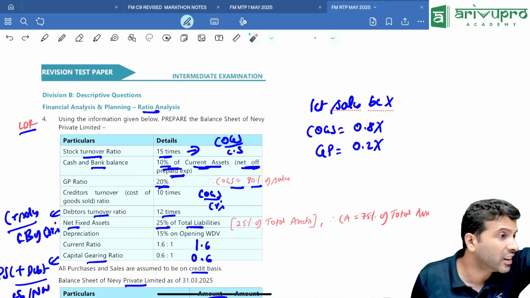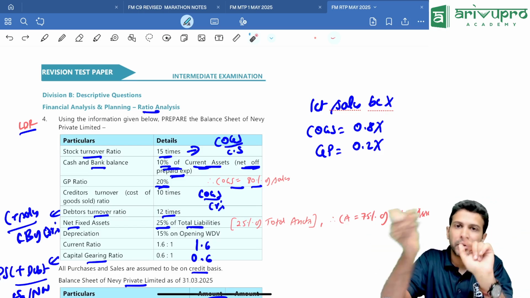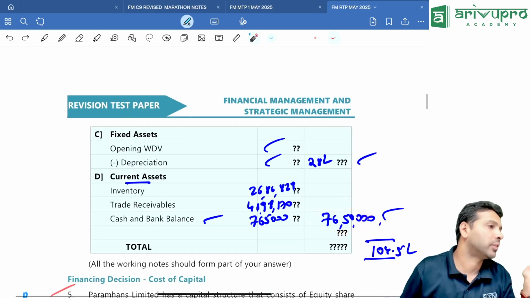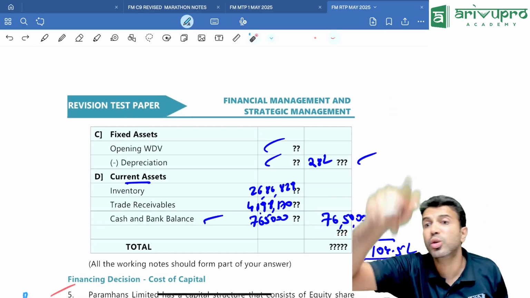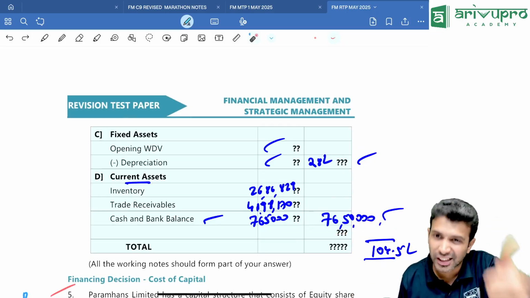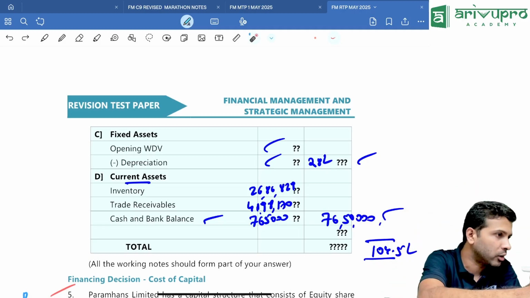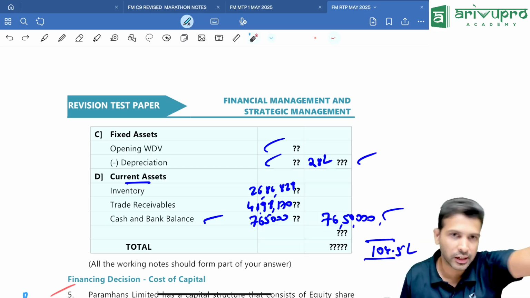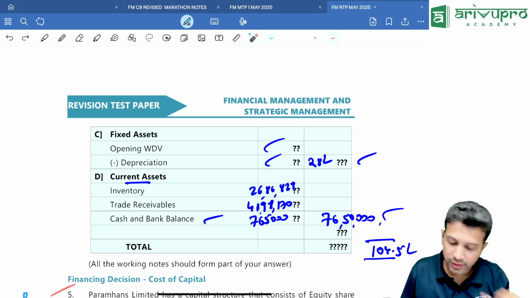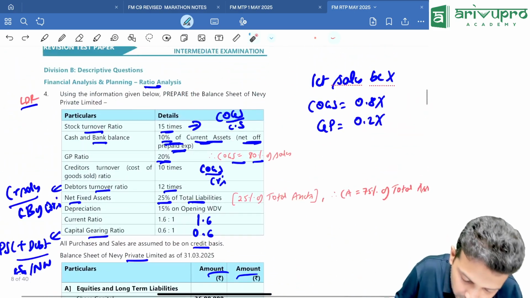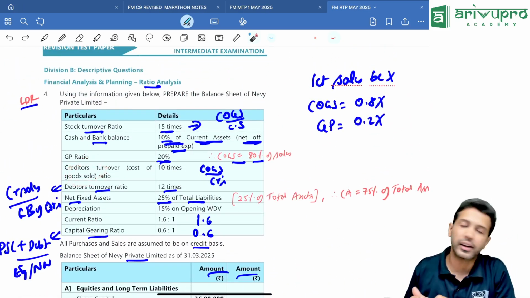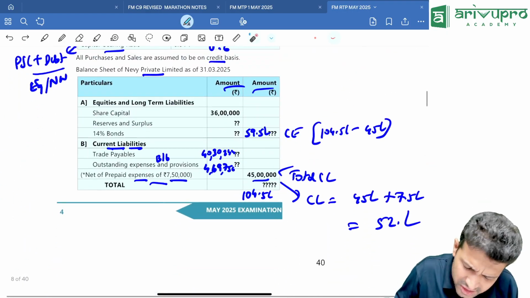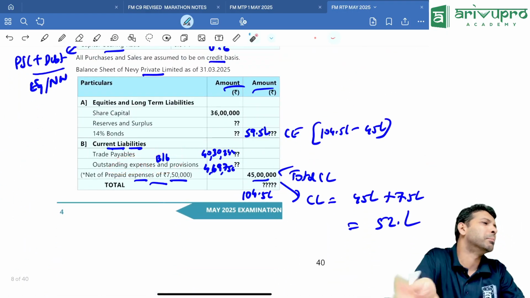You will get debtors in X terminology. So inventory plus debtors plus cash and bank balance, if you add together, you will get 76 lakh 50,000. You have an equation. Solve that equation. You will get X. What is X? Sales. The moment you know sales, you know GP, you know COGS, you know closing stock, you know debtors. Yes, this is the linkage. And they also linked COGS with the creditors. If you know COGS, you can also find out creditors. If you know creditors, the other outstanding expense you can get as balancing.